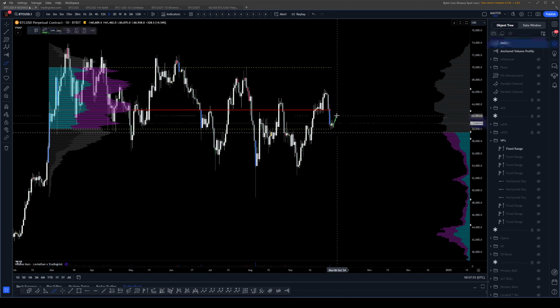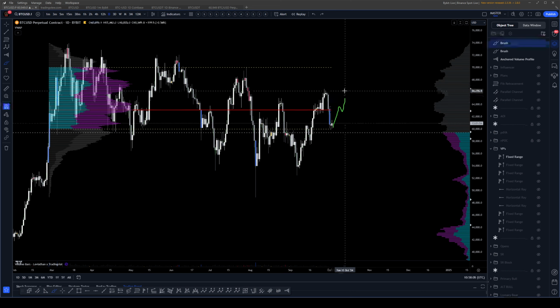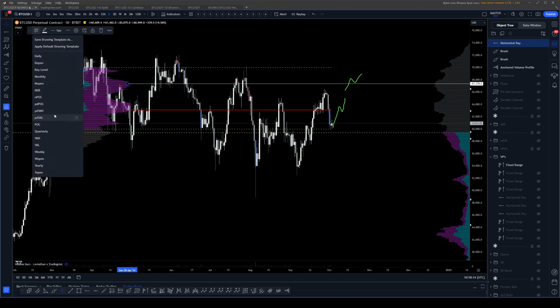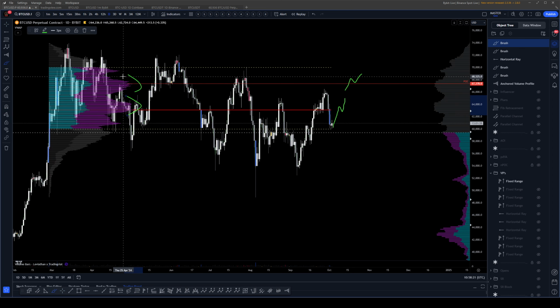So if we can reclaim this macro point of control and get some continuation above this sticky cluster around 65k, bear in mind there's a lot of volume built up around there, as I explained earlier in the video. If it can get above there and then flip the old point of control, just draw this on so you guys can see, which is there. The old point of control, because even though it's not the point of control, it's still relevant because it's still a high volume node.